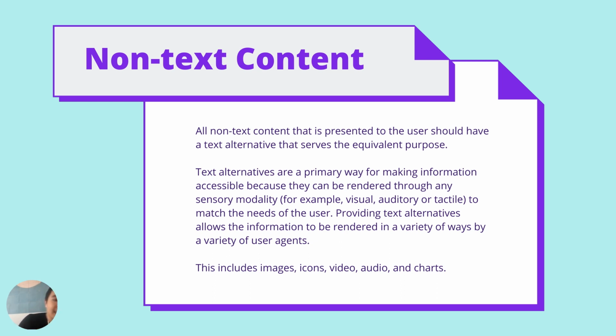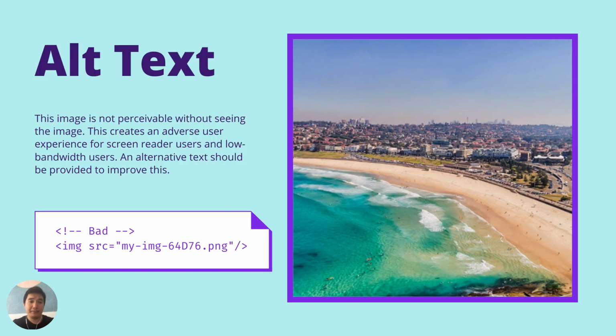So we'll jump into an example with images and we'll go from there. So take this image, for example. This image is not perceivable without seeing it. This creates an adverse user experience for screen reader users or even just low bandwidth users. An alternative text should be provided to improve this. Even if the source of the image included what it is, it's still not good enough to describe that experience.